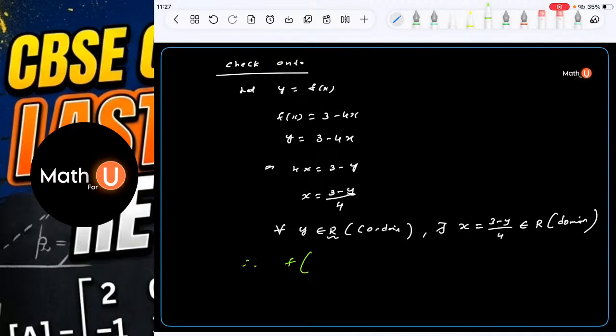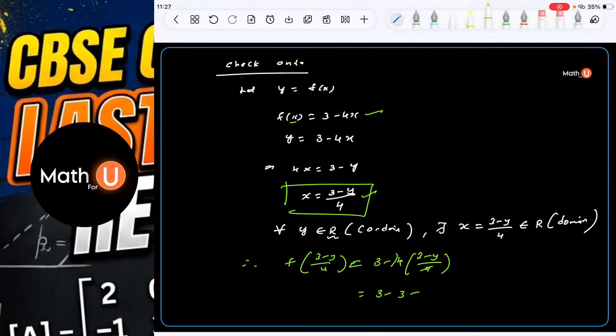Therefore x is nothing but (3 minus y)/4. Substitute in this one, wherever x is there, replace it. We get 3 minus 4 times (3 minus y)/4. Simplify this, the 4 gets cancelled, 3 minus 3 plus y, that is equal to y. After writing this, therefore f is an onto function.